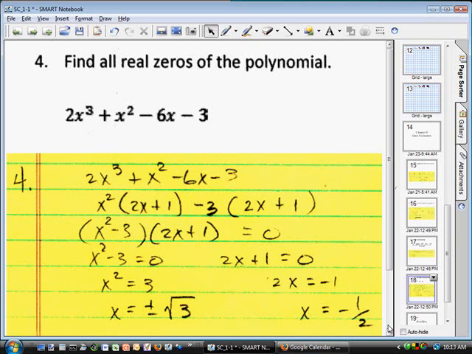So here I said x squared minus 3 equal to 0. Don't forget, there's always two solutions. Whenever you decide to take square roots, you got to do two. You always got to do both square roots. So plus and minus square root of 3. On the other side, that's pretty easy. x equals negative 1/2. So we came up with 3 zeros: plus root 3, minus root 3, and minus 1/2.